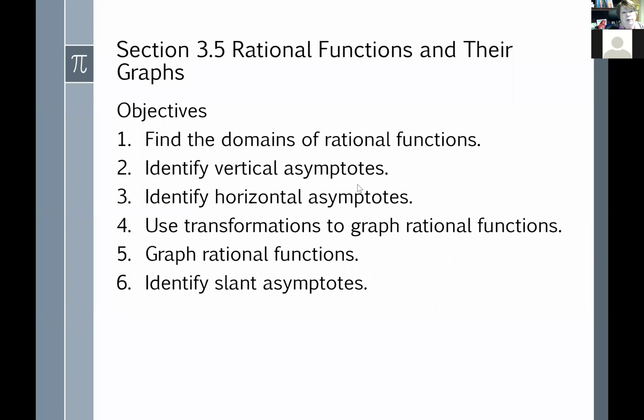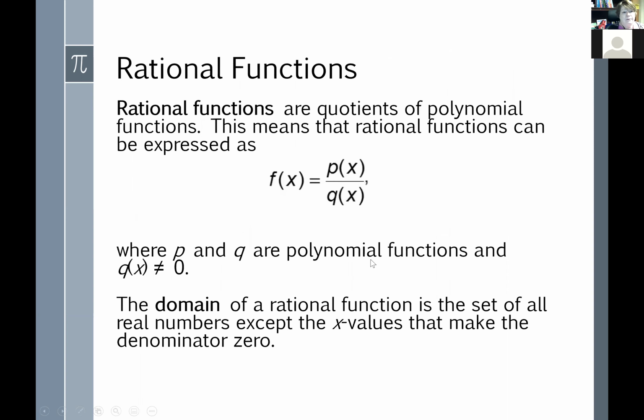Okay, so the first thing that we're going to do in rational functions is define what a rational function is. A rational function is a function that's a ratio of two polynomial functions. And as you recall, what makes a function a polynomial function is that all the exponents are whole numbers. So if we take a ratio, so we put in the numerator of a fraction a polynomial, and in the denominator a polynomial, then we get a rational function.